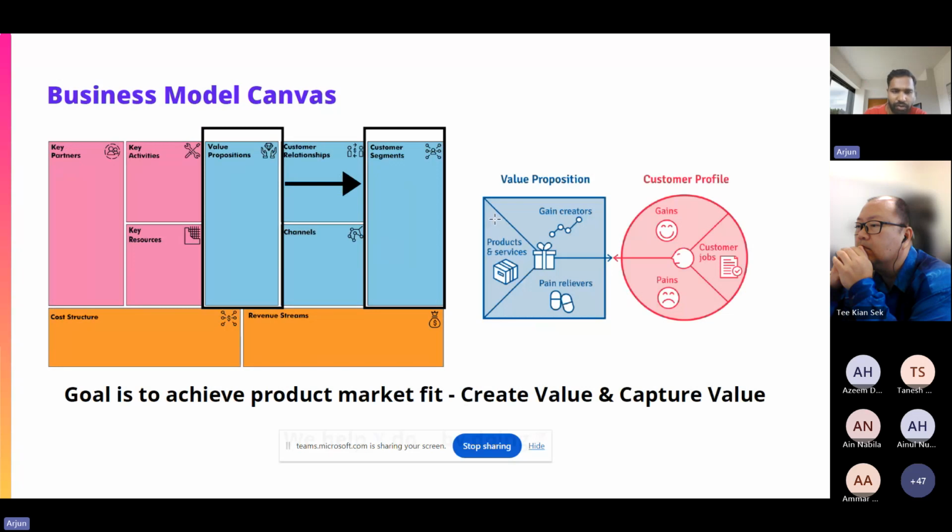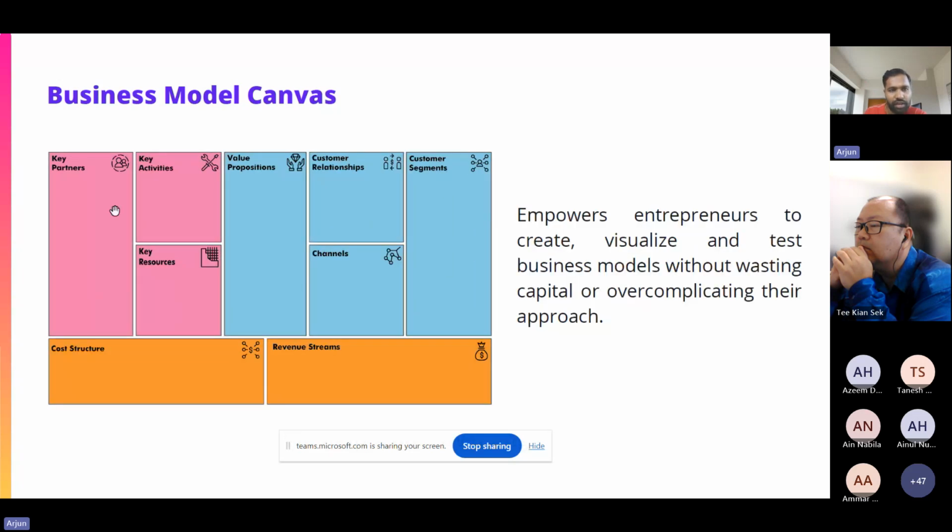So this business model canvas, as we can see, is divided into many things. So 1 2 3 4 5 6 7 8 9. So it is divided into 9 buckets, and each bucket targets one thing, right? So there are key partners, key activities, key resources, value proposition, customer relationships, channels, customer segments, revenue streams, cost structure. So each of these buckets depicts something.